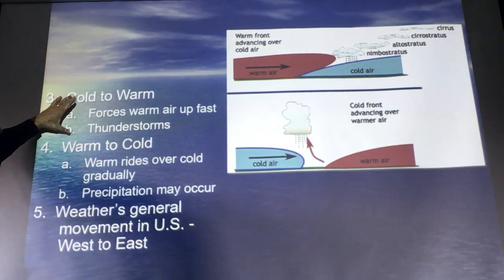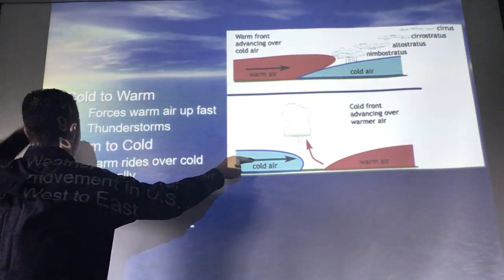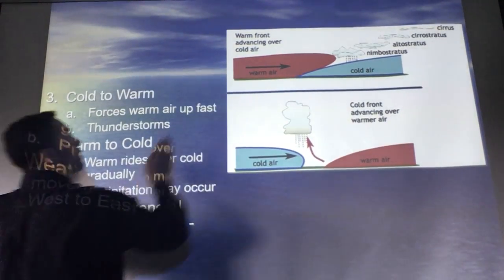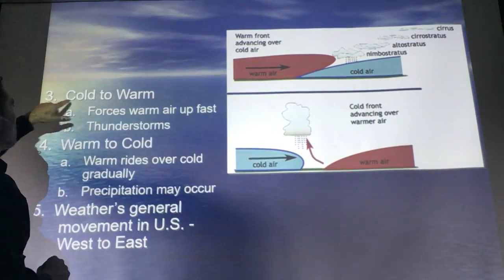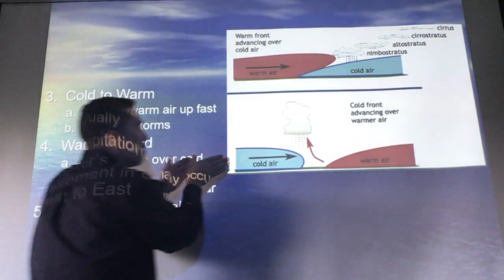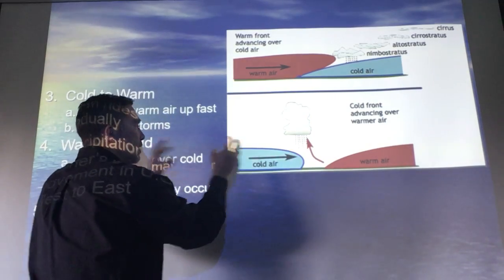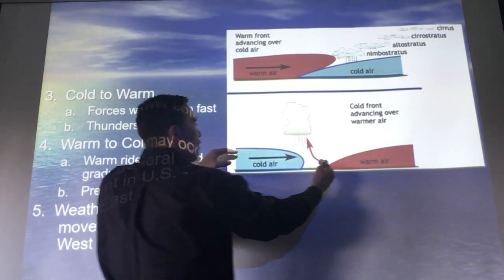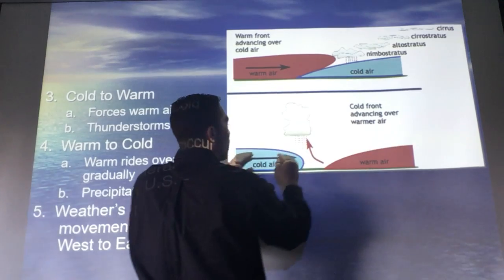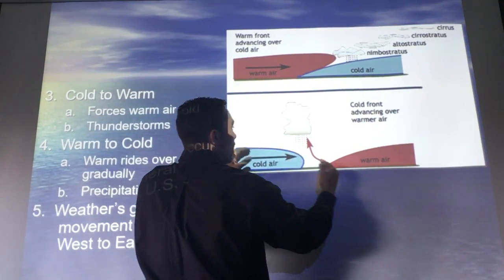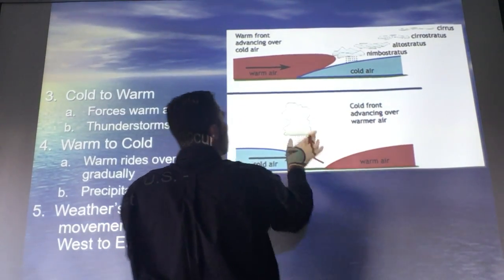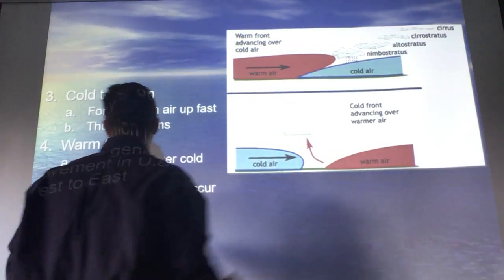This cold to warm is referring to this picture. Warm to cold is referring to that picture. So let's talk about cold to warm. The cold air moving this way, it's heavier, it's denser, it's going to force that warm air up quickly because it's the bully. It moves it up fast, and that's where you get a thunderstorm, possibly.